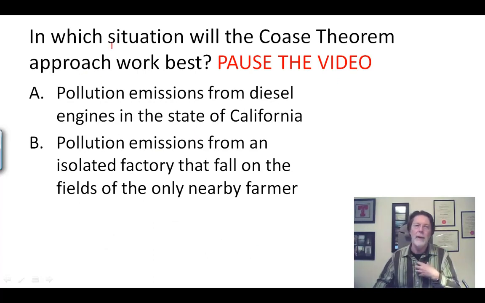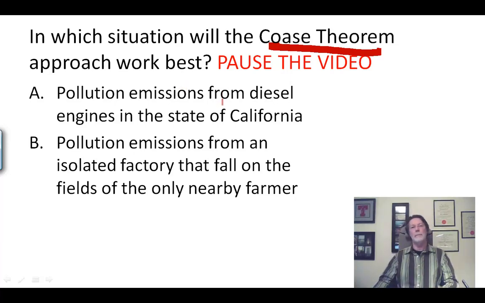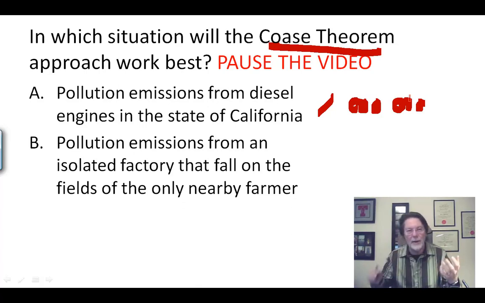Okay, so here's a question. In which of these two situations will the Coase theorem approach work best? Pollution emissions from diesel engines in the state of California. How many diesel engines are there in the state of California? I mean, there's millions of them, right? So we've got many emitters, many polluters here.